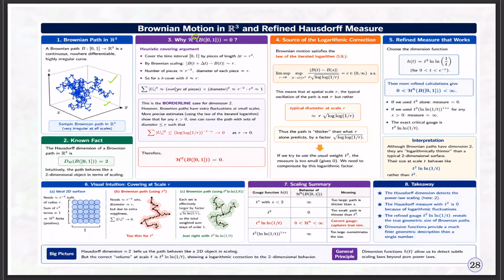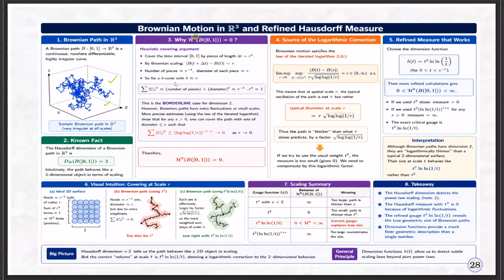By Brownian scaling, the distance between Brownian motion B(t + Δt) and B(t) is directionally proportional to r. That means the number of pieces is proportional to r^(-2). The diameter of each piece is r.